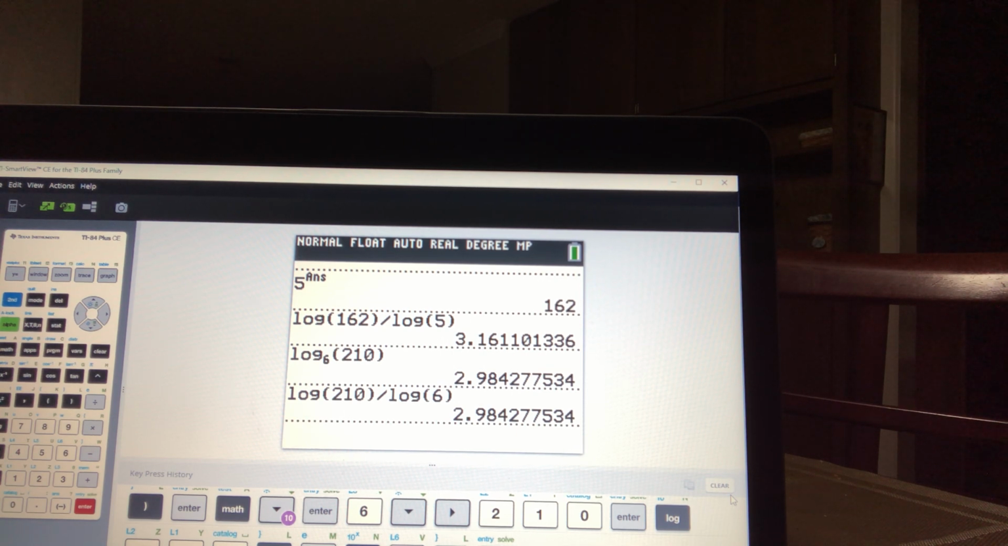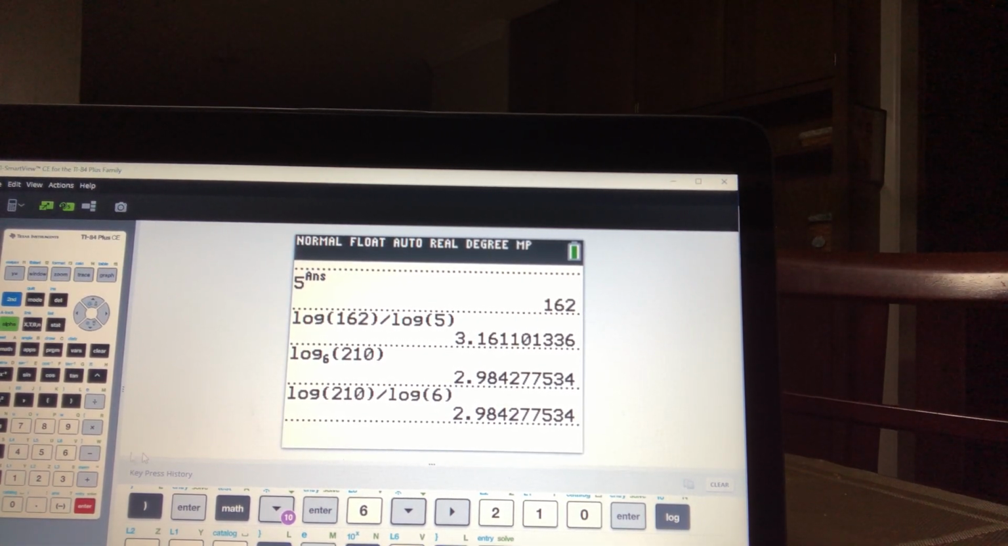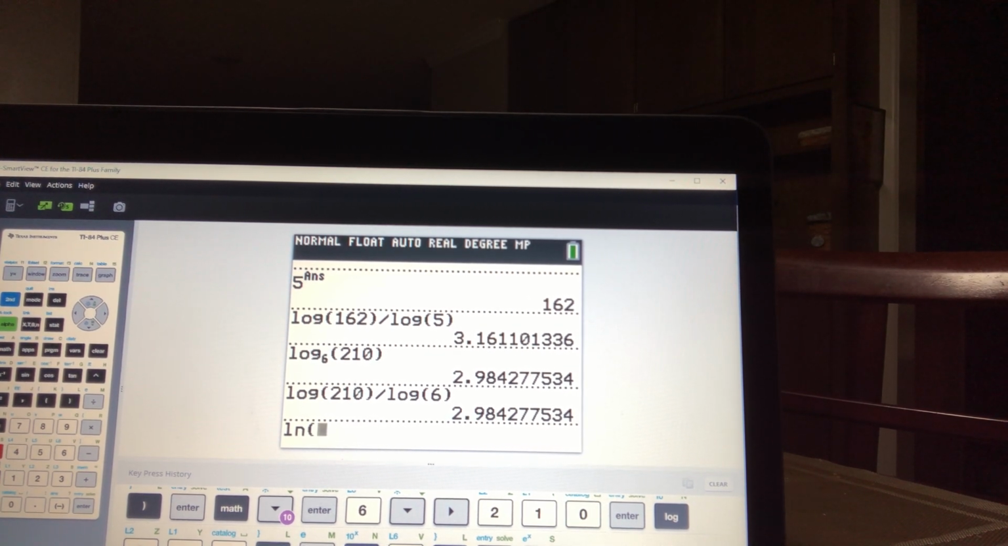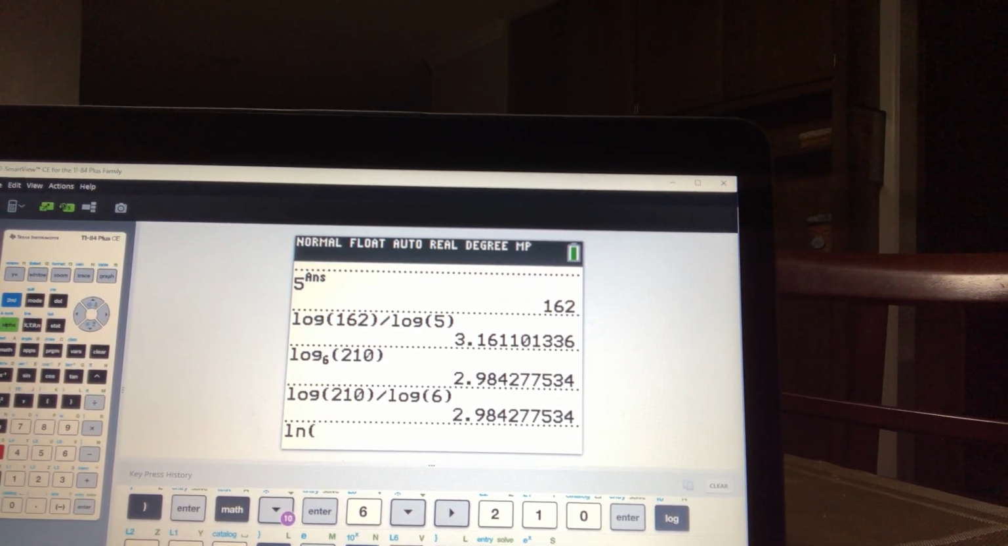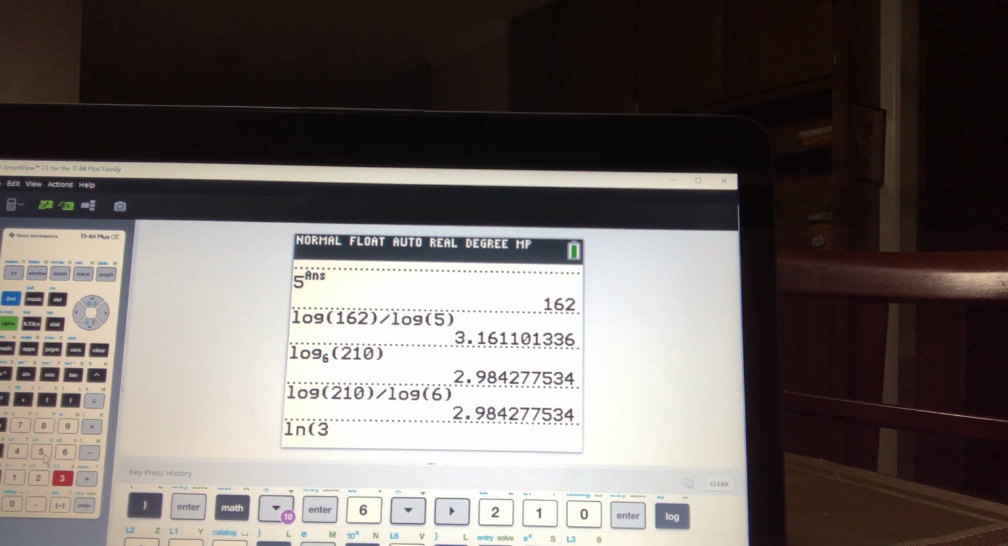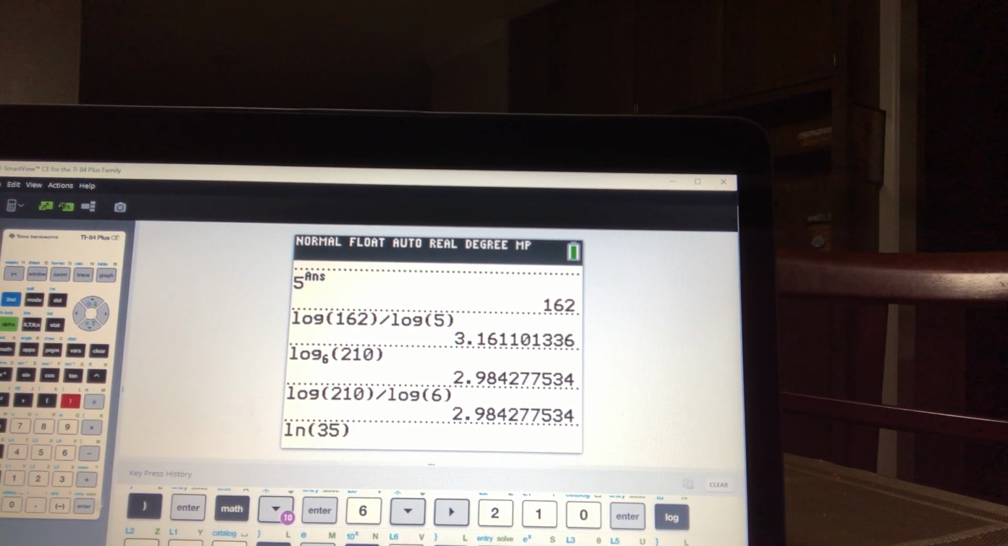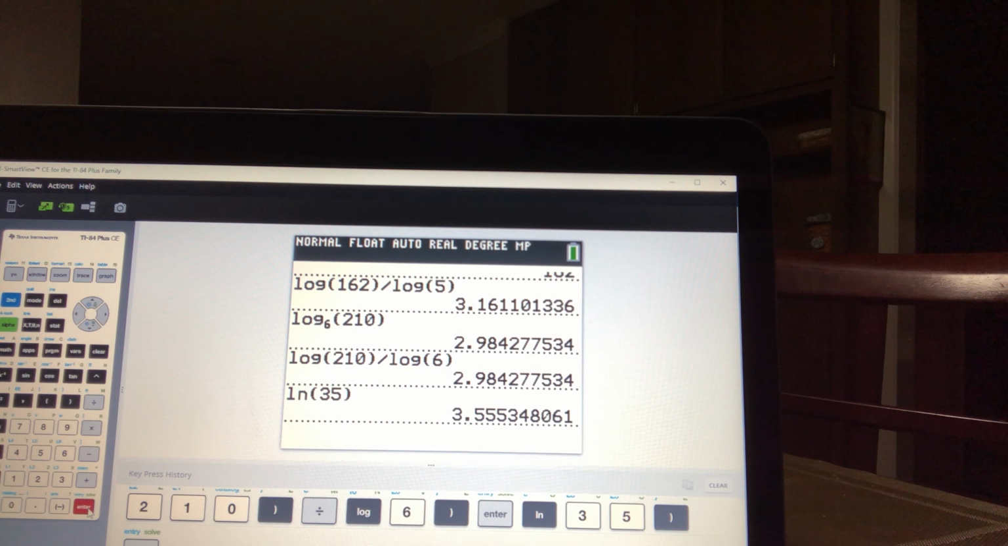So it's ln. There is an ln button on your calculator. It is right underneath the common log, right beside the number 4, that's the one, ln. If you look at number 7, they want us to find the natural log of 35. You would just press ln 35, and you would get this answer. Rounded, you would say that's 3.555.